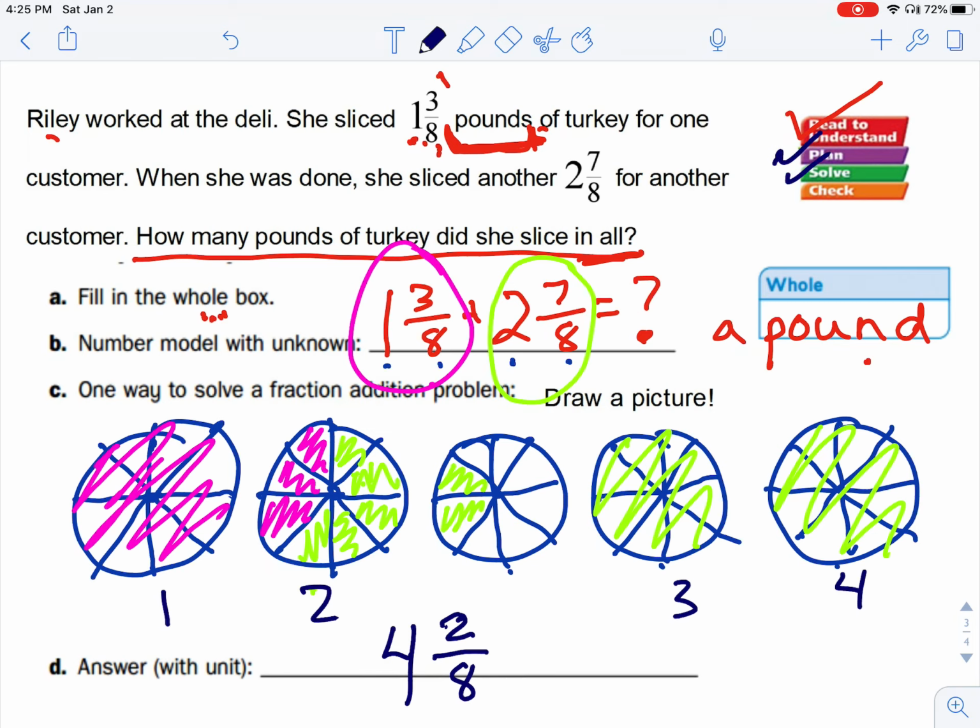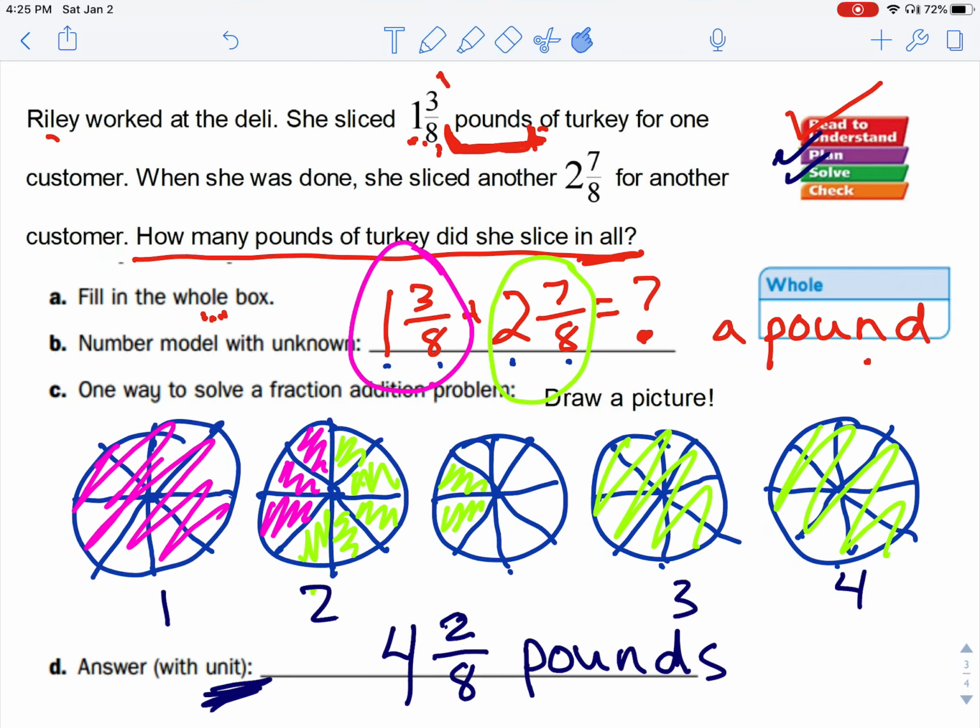So I had my plan, I solved, I checked. Did I answer the question? How many pounds of turkey did she slice in all? 4 and 2/8. I forgot my unit, right? This could be 4 and 2/8 cell phones, 4 and 2/8 water bottles, but we wanted it to be 4 and 2/8 pounds.